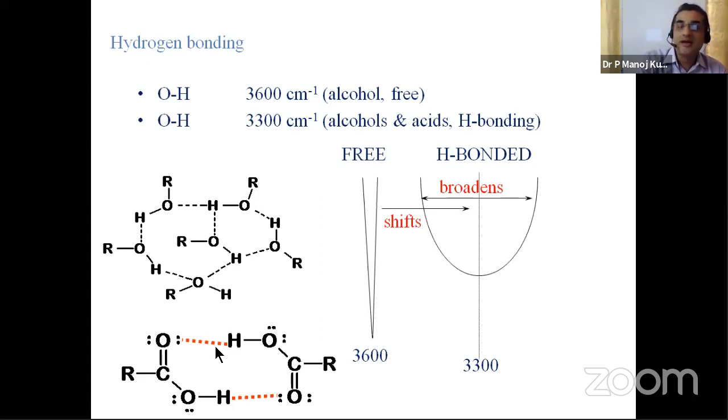So in this case, what is going to happen there? The shift will be too much. The shift of the OH group that happens due to hydrogen bonding will be more in the case of an acid, because the strength of the hydrogen bond is more in case of an acid. That is what you see. Whereas in alcohol, you don't have that much strength of hydrogen bonding because so many molecules contribute towards the hydrogen bonding.